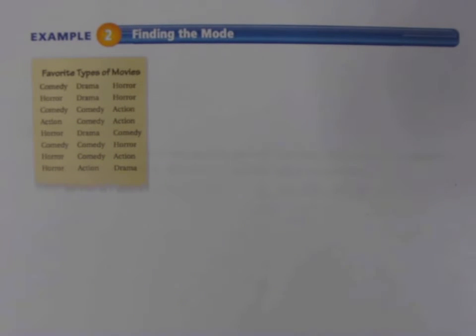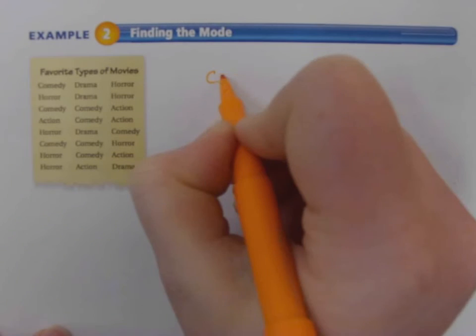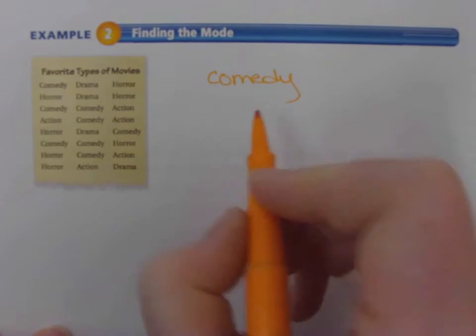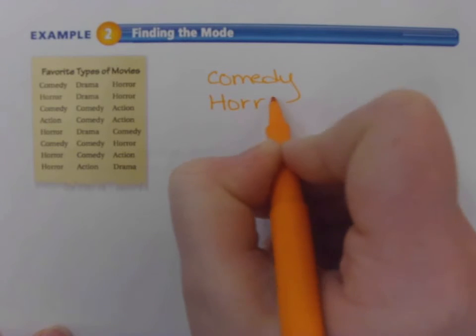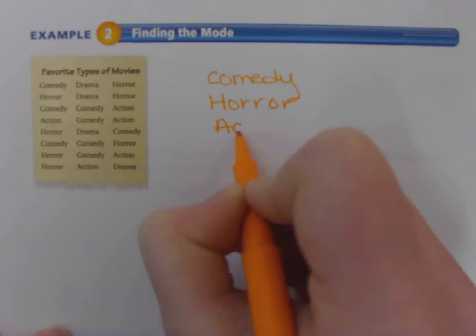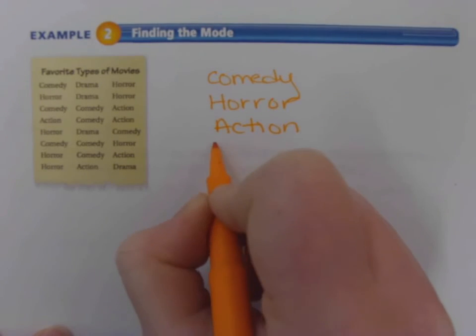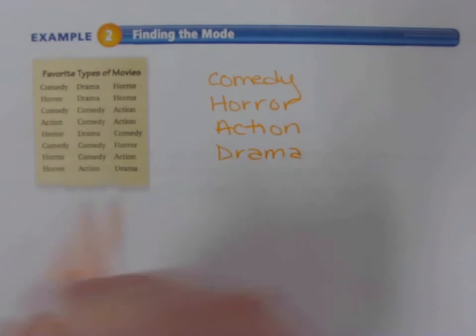So our next problem in example 2, it says to find the mode of the favorite type of movies. Since I have a bunch of different types, I'm going to list them all out to make it easier for myself. So I have comedy, horror, action, drama, and I think those are all I have. Yep, just four: action, comedy, drama, and horror.